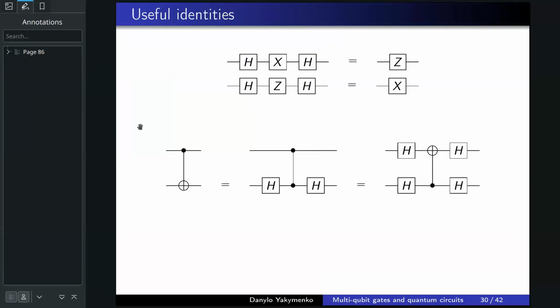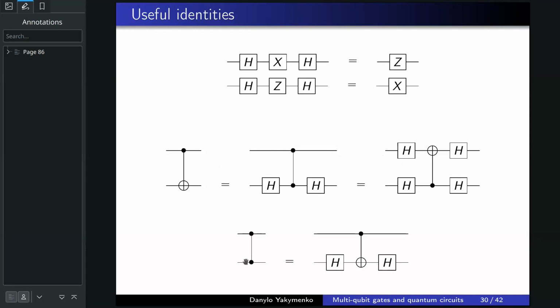Now, another useful identity is the following. We can express the C0 operation with the help of controlled Z and Hadamard gates. And again, we can use this same identity to prove this identity. So it is a similar identity. And in total, what we have is that the controlled NOT operation can be expressed with the reversed controlled operation and the applications of Hadamard gates.